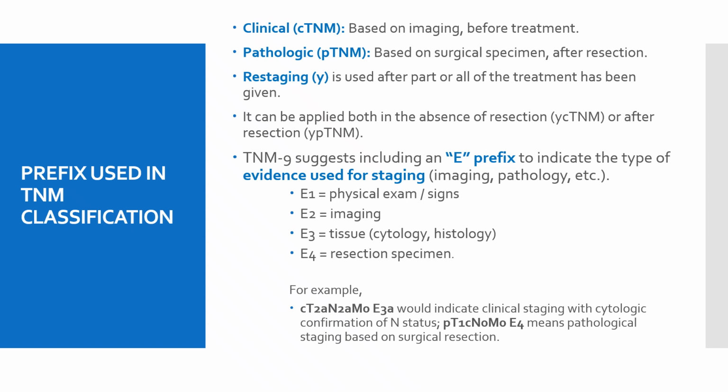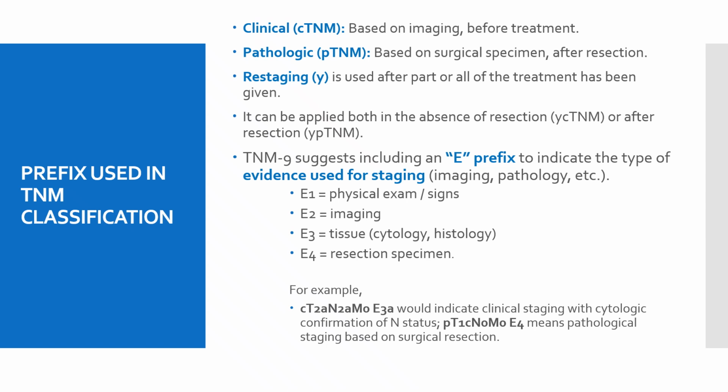yp TNM respectively. The TNM 9th edition suggests including an E prefix to indicate the type of evidence used for staging. That is, we are staging it based on imaging or pathology, etc. So E1 is based on physical exam and signs, E2 is based on imaging, E3 is based on tissue, that's cytology and histology, and E4 is based on the resection specimen.